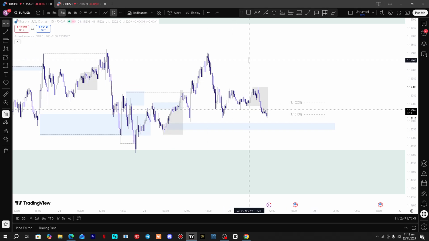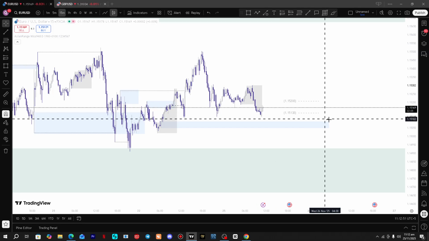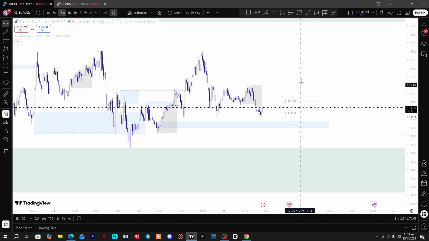And so yeah, this was my pre-session analysis of Euro USD. Look for a price to come in this demand zone and then look for longs.